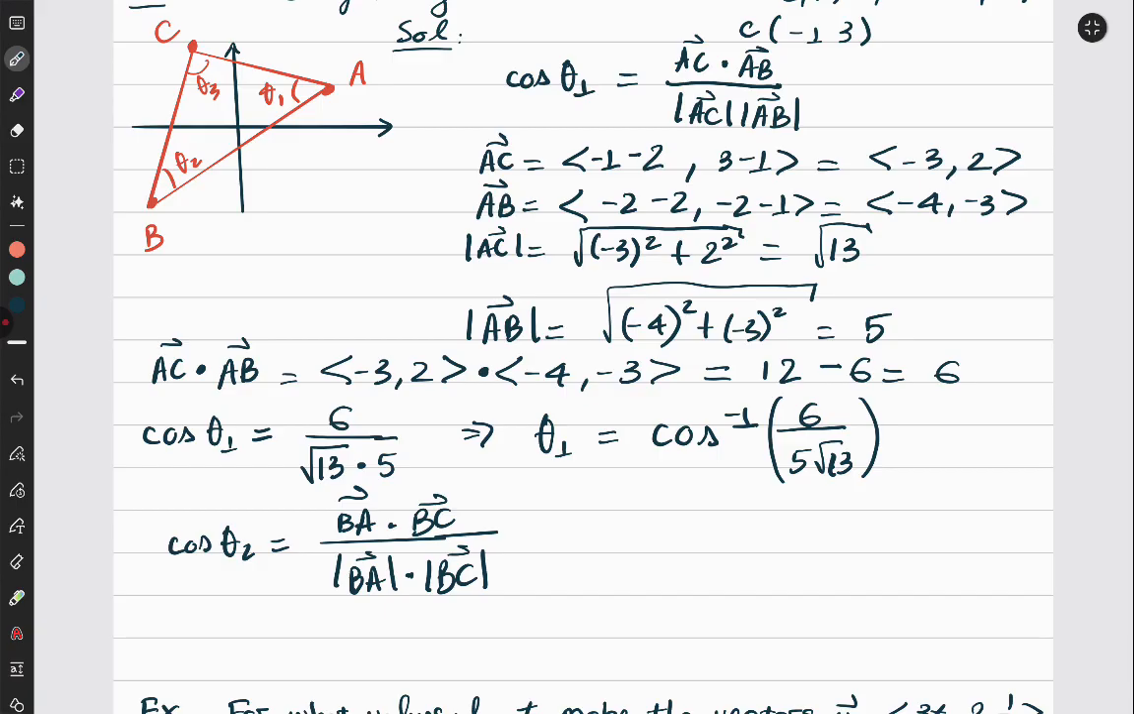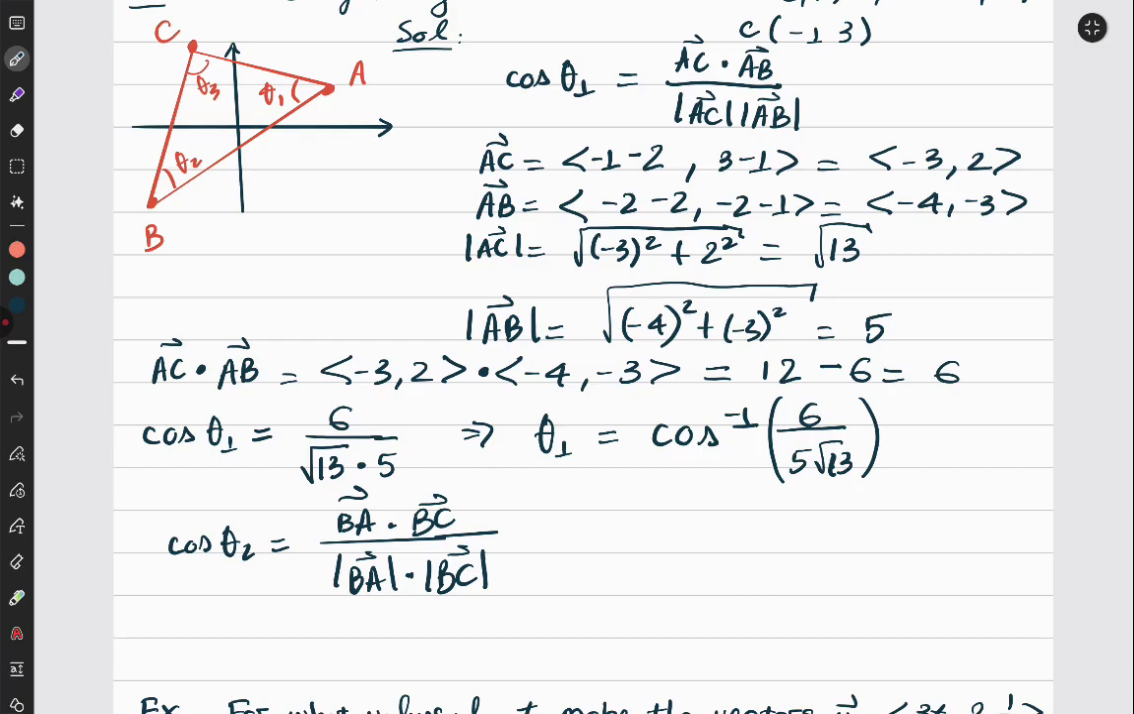Because the starting point is B. BA and BC, the angle between them, theta 2. Same here: if I have CA, that's wrong. It's AC, AB. But doing this problem, you have a really nice trick. BA is just the opposite of AB, right? BA equals negative AB. Do we have AB?